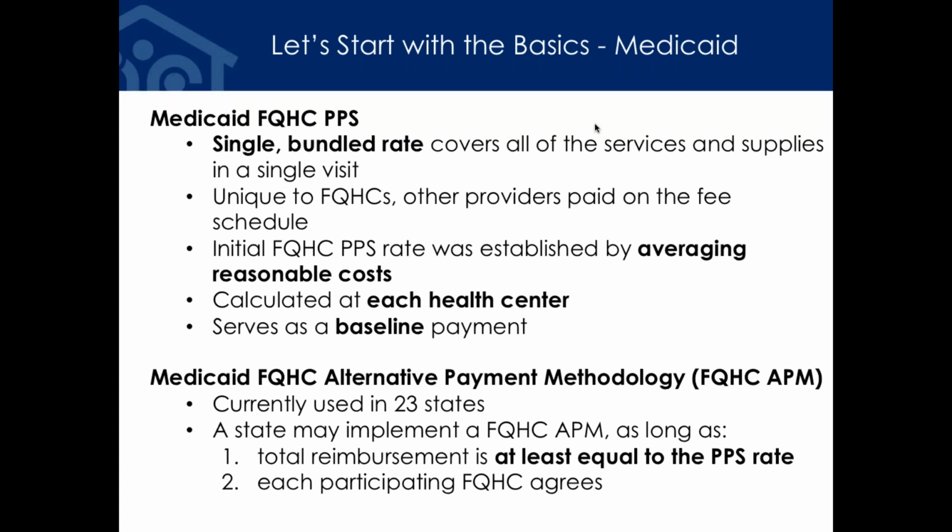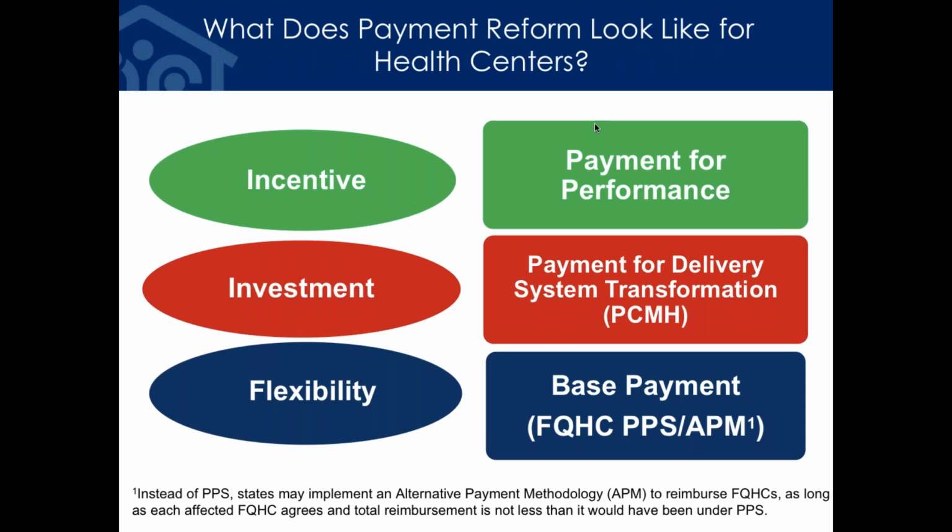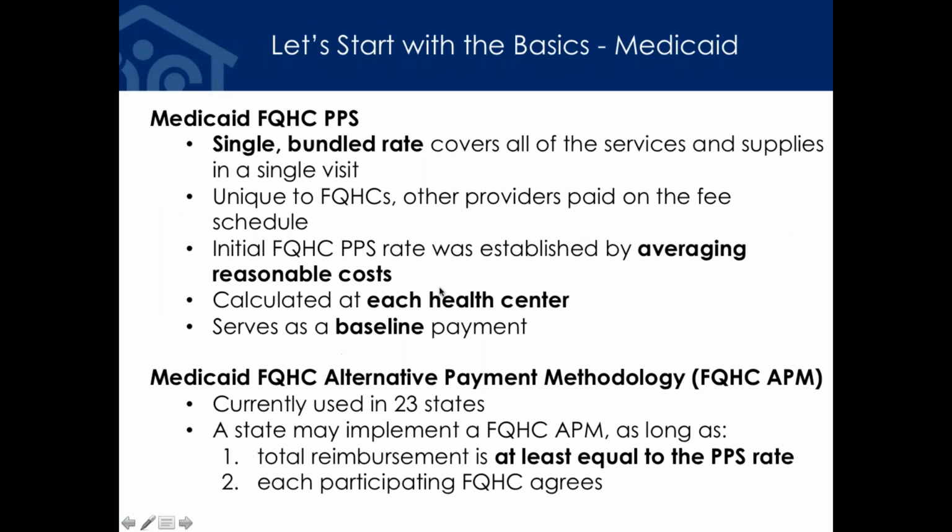Under the law, Congress provides states with two options. A state can implement the prospective payment system, the PPS, as described in law, or a state could implement an alternative payment methodology, or APM, for health centers. They can implement that APM as long as two things occur. First, the total reimbursement under the model is at least equal to the PPS rate. And second, each participating FQHC agrees to that payment methodology.